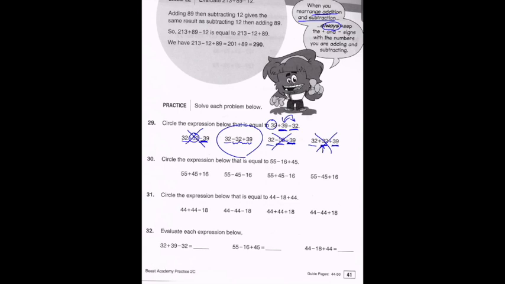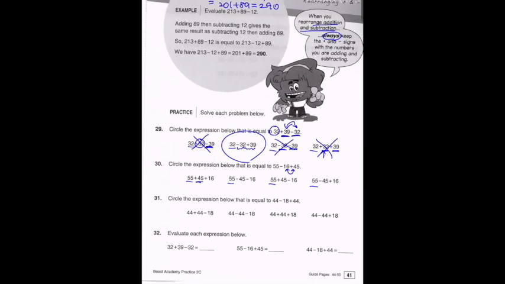So again, we start with 55. So the numbers that we're going to rearrange are -16 and 45. Or we can just think of it as subtracting 16 and adding 45. So for the first option, we are adding 45, so it's correct until there. But we're now adding 16 instead of subtracting 16. And so that is incorrect.